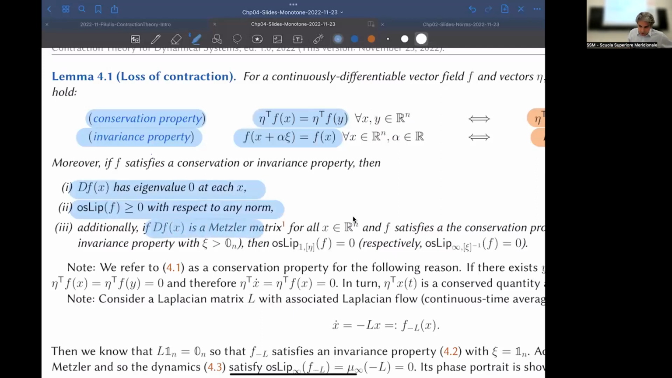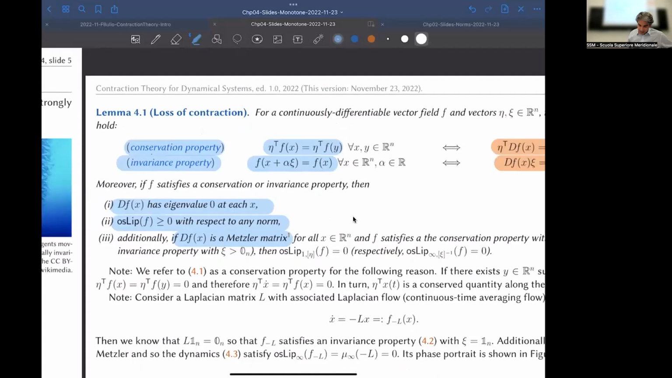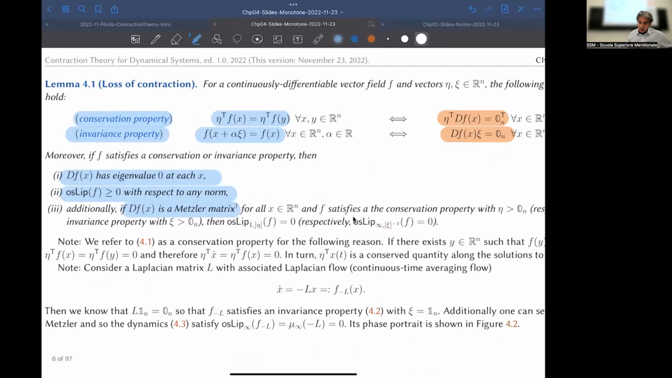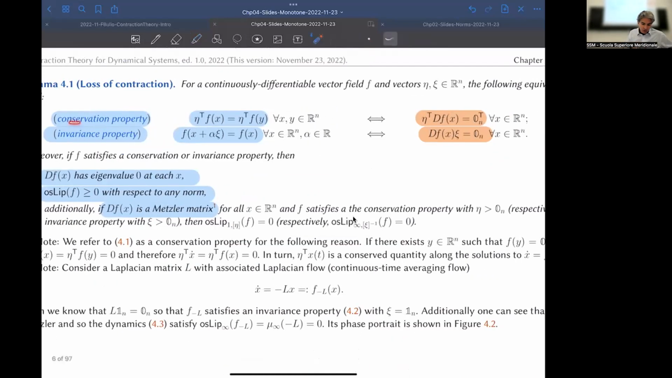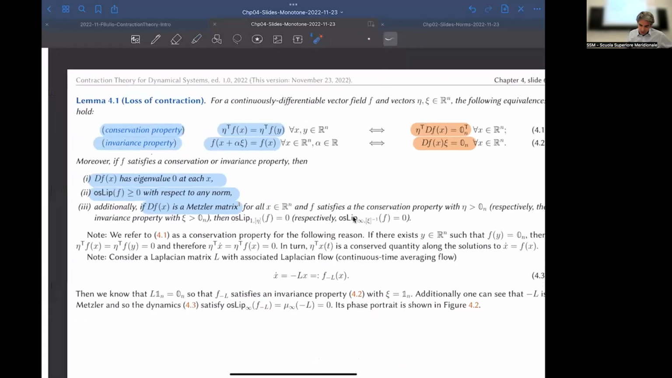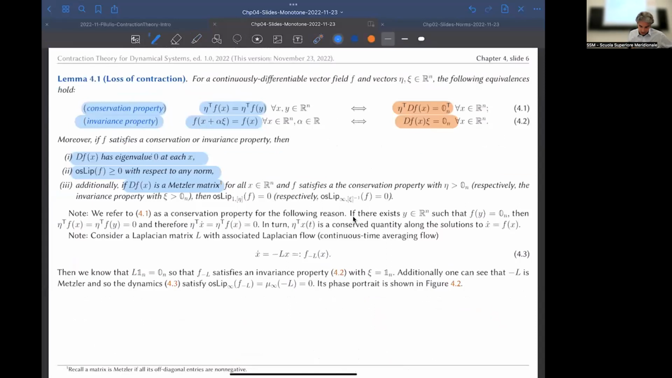If the Jacobian is Metzler, then depending upon whether you have a conservation or an invariance, it's either a left or a right eigenvector. This corresponds to either the 1 log norm or the infinity log norm. I never remember by heart which one is which. I need to look at the formulas again. Then it turns out that what we have proved is exactly that the one-sided Lipschitz constant with respect to 1, eta of f is 0.